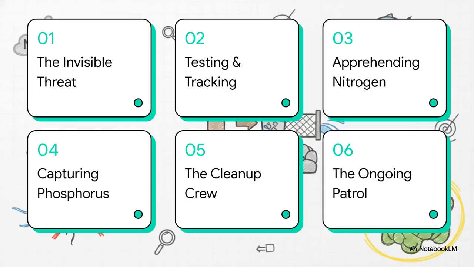To bring these culprits to justice, here is our investigation blueprint. We're going to cover 1. The invisible threat, 2. Testing and tracking, 3. Apprehending nitrogen, 4. Capturing phosphorus, 5. The cleanup crew, and finally, 6. The ongoing patrol. Let's dive in.